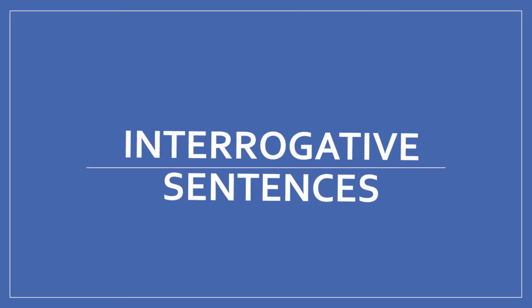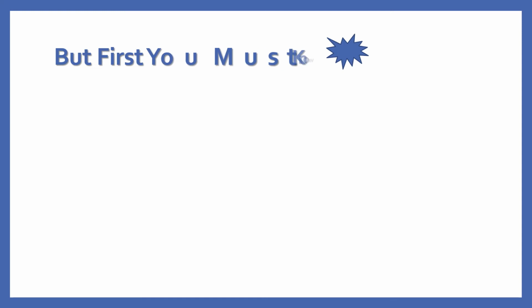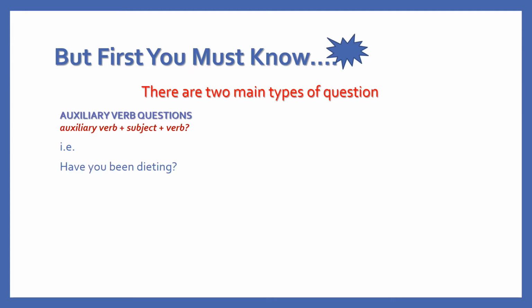And now the interrogative sentences. An interrogative sentence is the one that asks a direct question and always ends in a question mark. But first you must know that there are two types of questions. First, the auxiliary verb questions that start with an auxiliary verb.